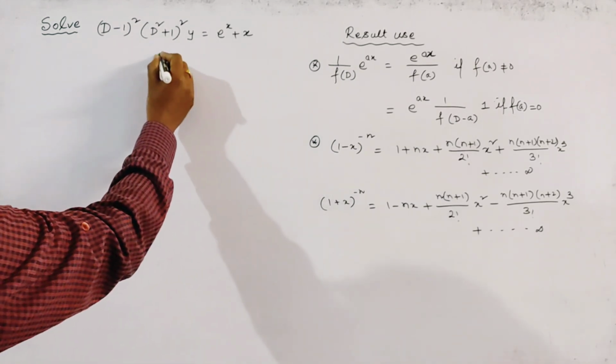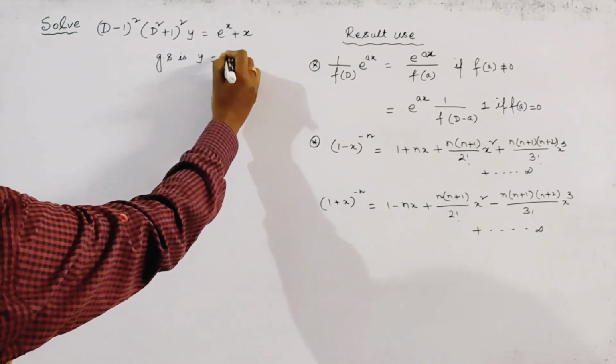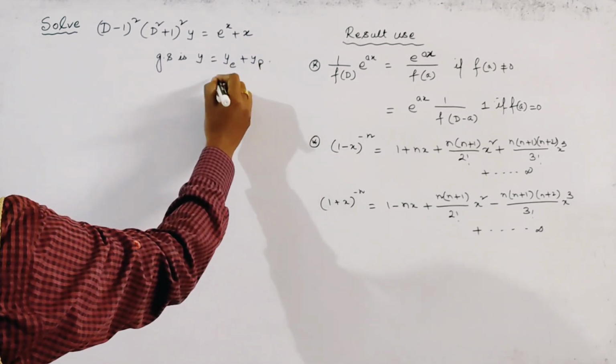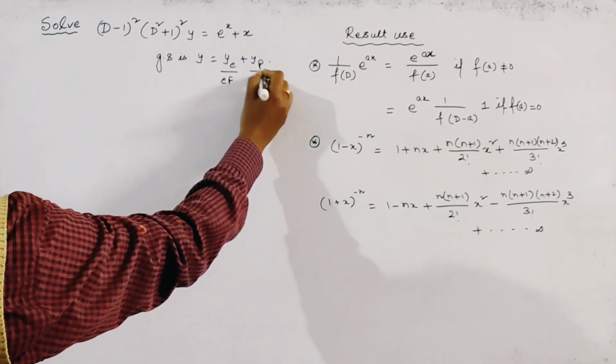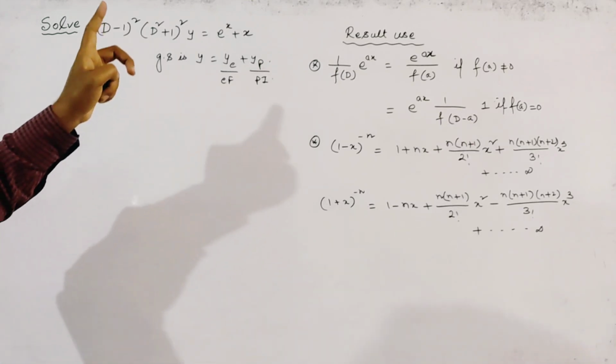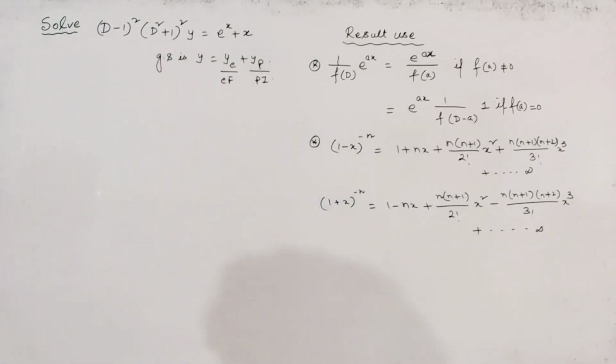So the general solution is y equal to yc plus yp. This is complementary function and this is particular integral. Now we find out complementary function and particular integral one by one.